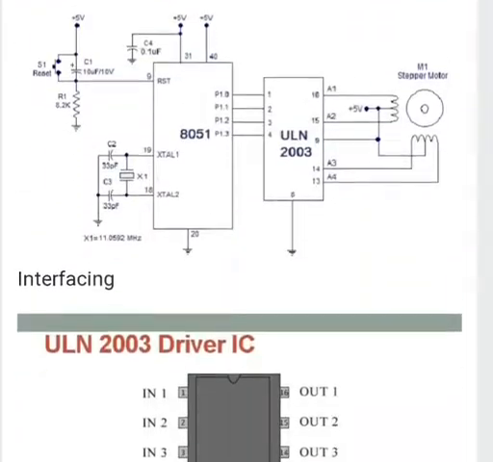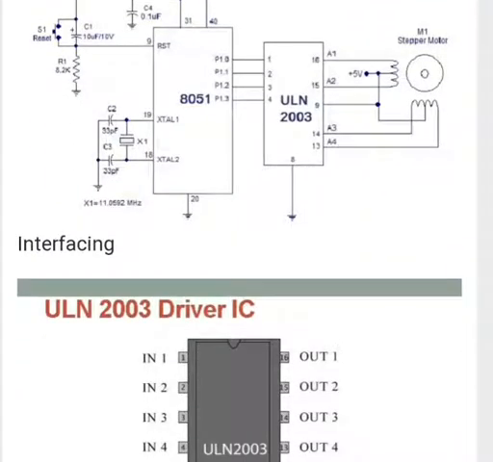Now this diagram shows the interfacing. We have already seen this interfacing diagram, that ULN 2003 is used. So what is the use of this? It is a current driver which is used for current amplification, as the 8051 doesn't provide enough current to run the stepper motor. For that purpose the ULN 2003 IC is used for the current amplification.